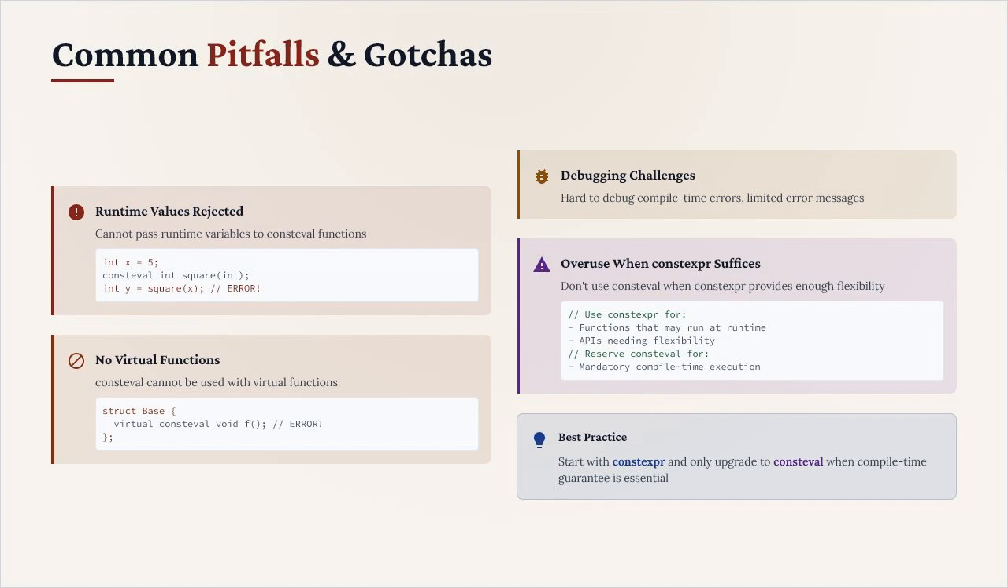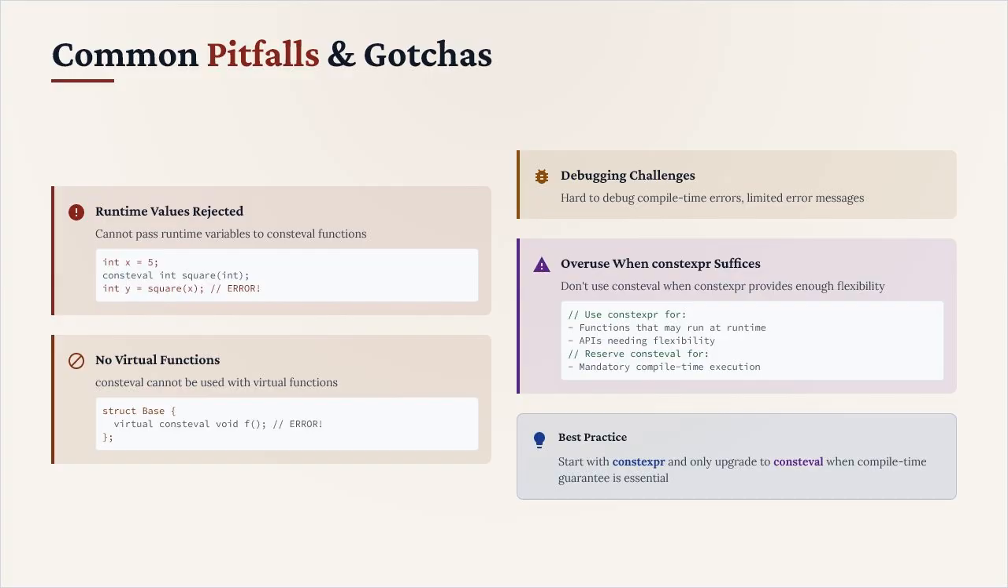This means that consteval functions have limited applicability in contexts where inputs might not be known until runtime. Second, consteval cannot be used with virtual functions, as virtual dispatch requires runtime polymorphism. This is because virtual function calls are resolved at runtime based on the dynamic type of the object, which conflicts with consteval's requirement for compile time evaluation.